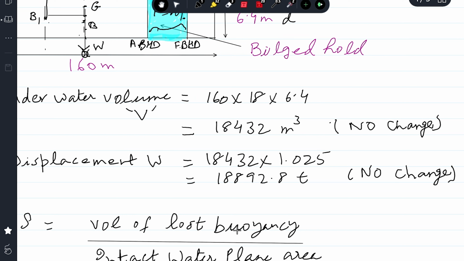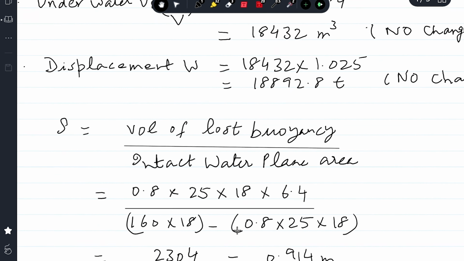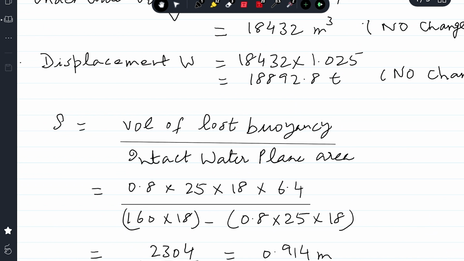And since underwater volume remains unchanged, of course the displacement W remains unchanged, because volume into density of the seawater is displacement. No change. Displacement is not changing, so obviously the KG also no change. But what is changing?